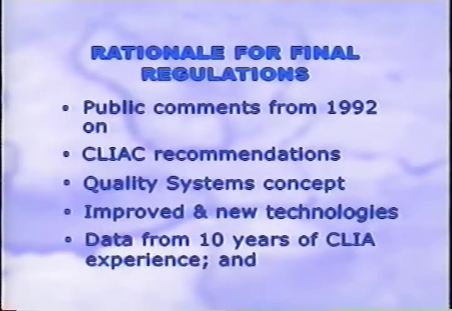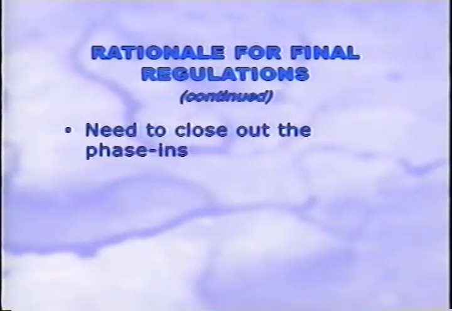Okay, you're asking, so why were the 1992 regulations changed? Well, we had public comments from interim regulations from 1992 on. We had recommendations from CLIA, like the PhD board certification requirement that needed to be included. We wanted to incorporate basic quality system concepts into the regulation. We had new and improved technology that needed to be updated in the current regulations. Data from 10 years of CLIA experience needed also to be assessed and included in the regulations. We needed to close out the phase-ins that were also in the 1992 regulations.